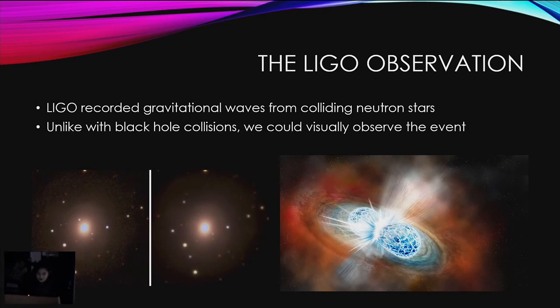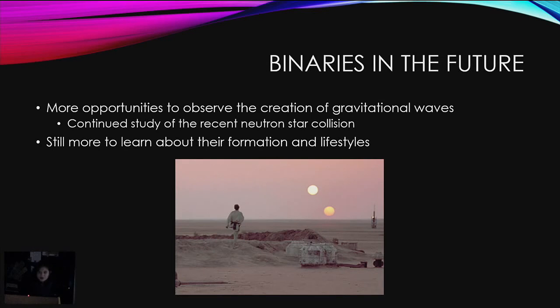in the universe. So, that kind of leads us to the future of binary stars. Obviously, we've only observed gravitational waves a few times. I think it was last year that we saw them for the first time? It was very recently. And the LIGO observation was the first time we saw a collision, or the creation of gravitational waves visually. So, if we want to discover more about how heavy metals were created, we probably need to observe some more neutron star collisions. It'll probably take a while.